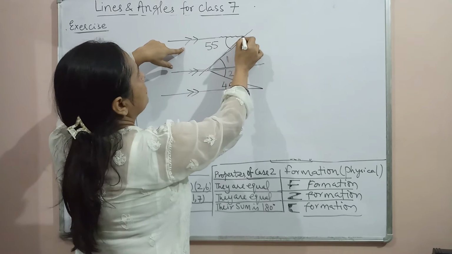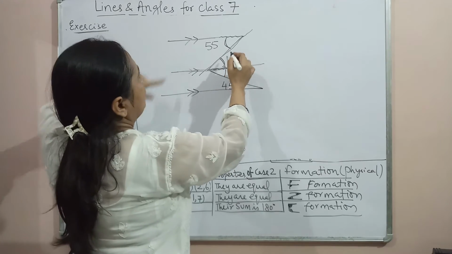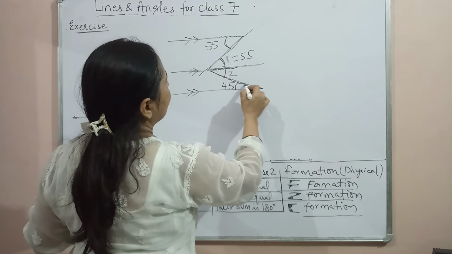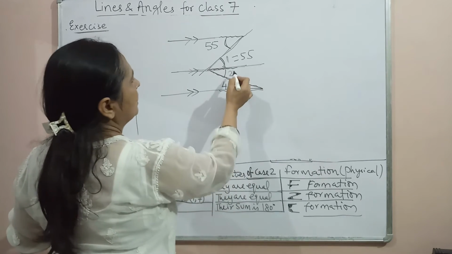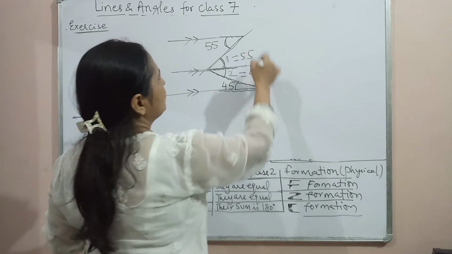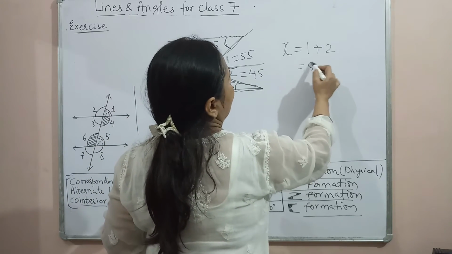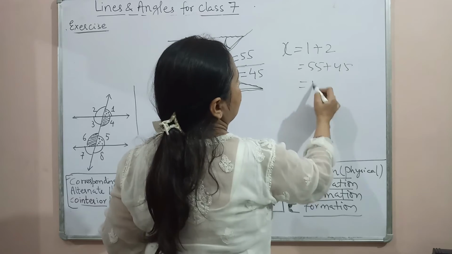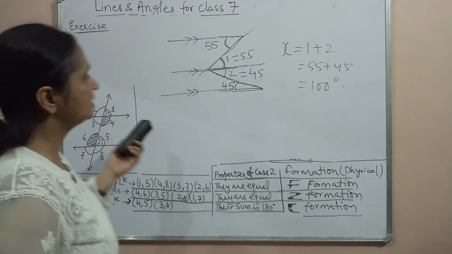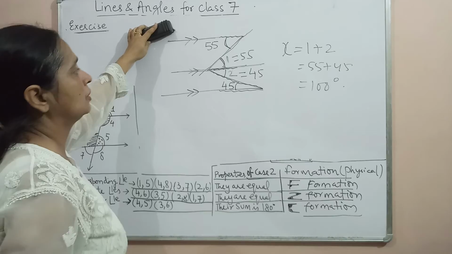And look, a Z formation is happening, okay? This angle, that means this will be 55. Now look at this one, this is also forming a Z formation, alright? And this angle will be 45, and this will also be 45. That means together, angle x will be equal to 1 plus 2, which is 55 plus 45, which is 100 degrees. So this is one more question, the variety. You will have to know how to write it down, alright?